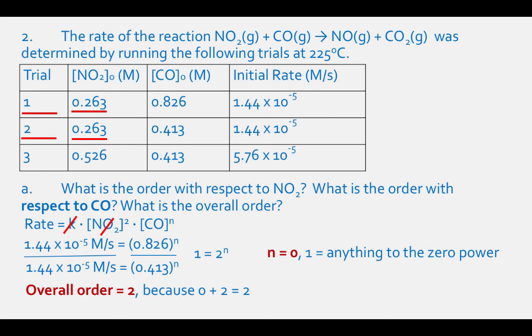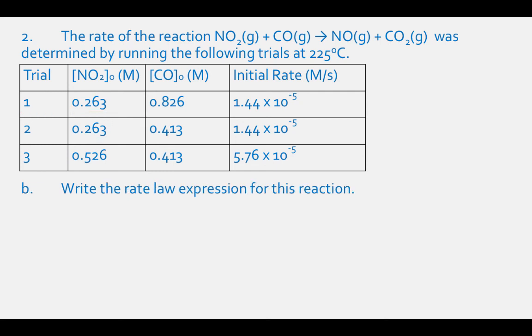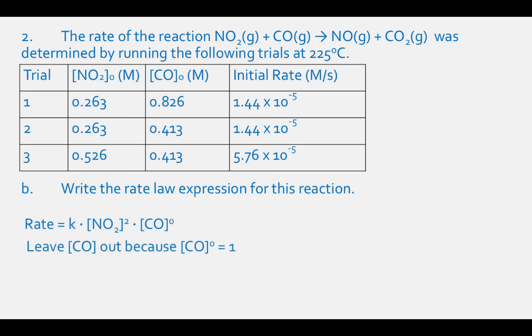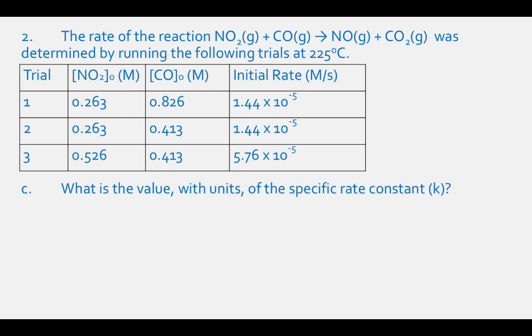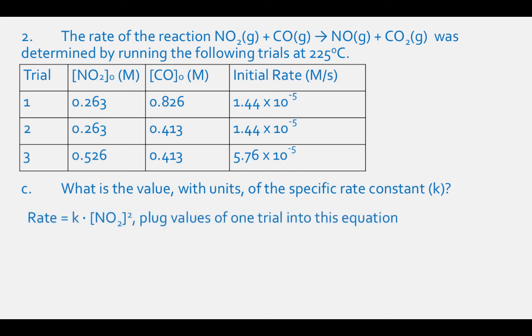For letter B, to write the rate law expression, we can leave the CO out completely because anything raised to 0 will equal 1. The rate law expression will be rate equals K, the rate constant, times the concentration of NO2 squared. For letter C, to find the value of the rate constant and its units, pick a trial and plug the values into the rate law expression. We will use trial 1.